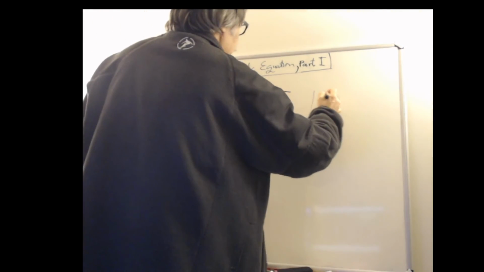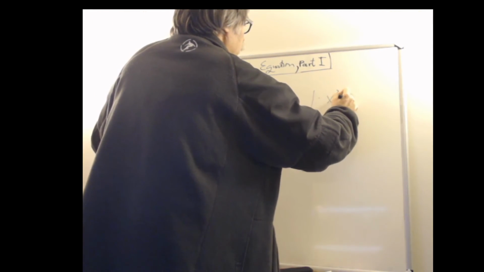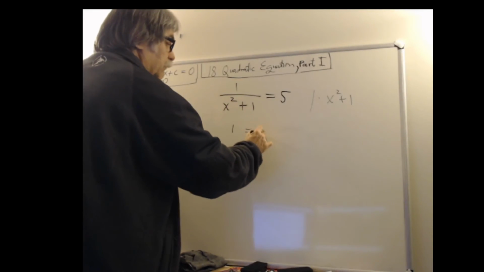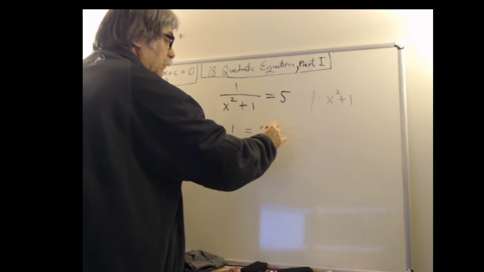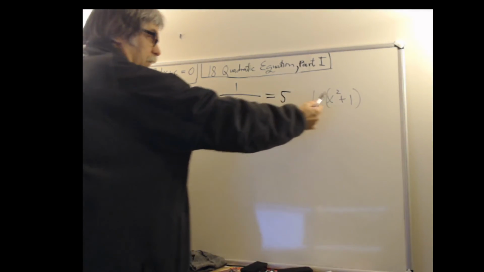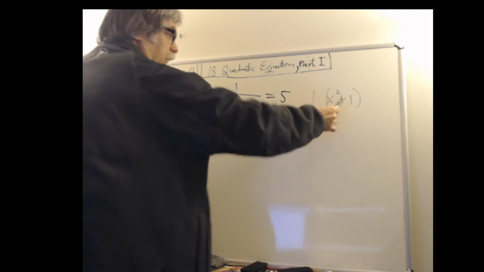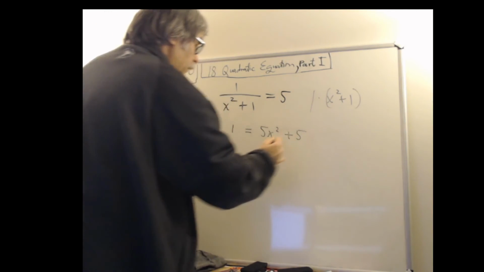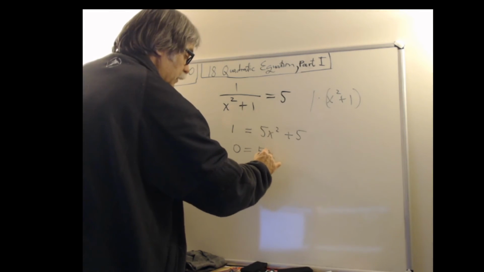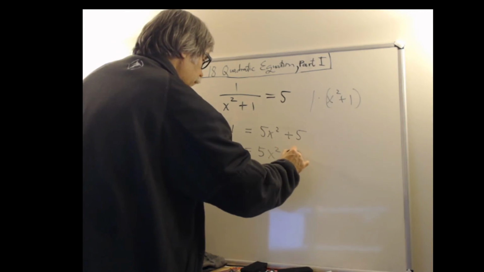And if I multiply with the x squared plus 1, then I cancel this one. I got 5 times x squared. So I'm multiplying with x squared plus 1. So 5 times x squared, which is 5x squared, and then 5 times 1, which is 5. And now I can subtract 1 from both sides, so I get 5x squared plus 4.